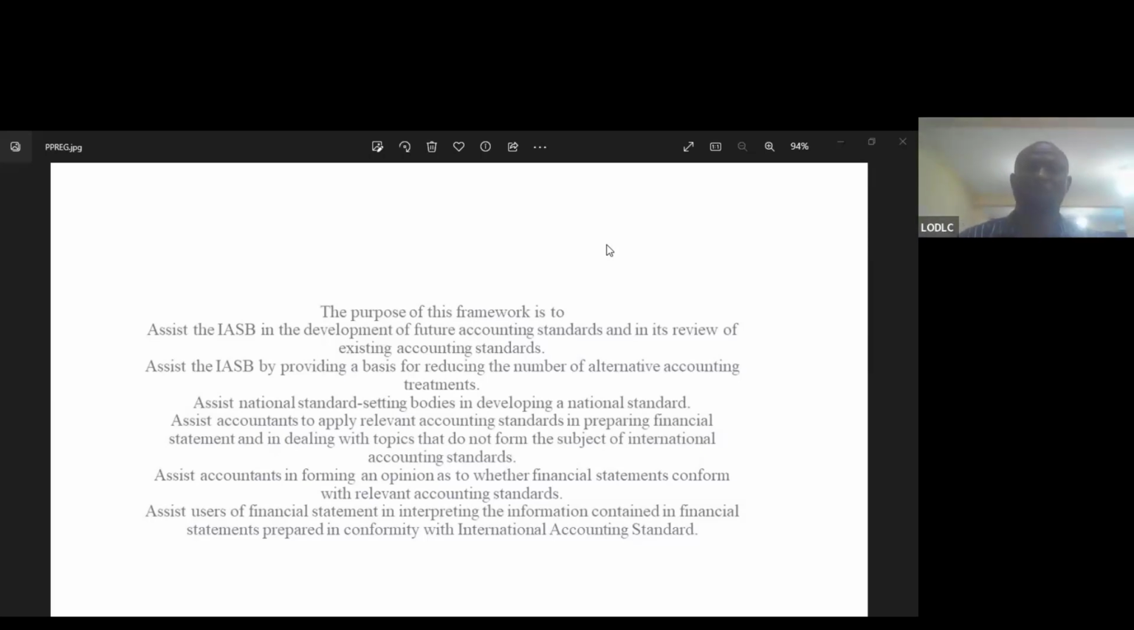It also assists accountants to apply relevant accounting standards in preparing financial statements and in dealing with topics that do not form the subject of an international accounting standard. Then it also assists accountants in forming an opinion on whether financial statements conform with relevant accounting standards.